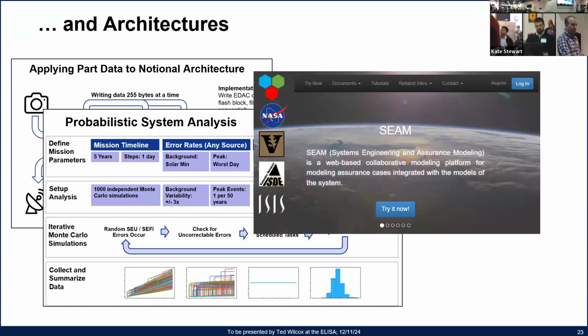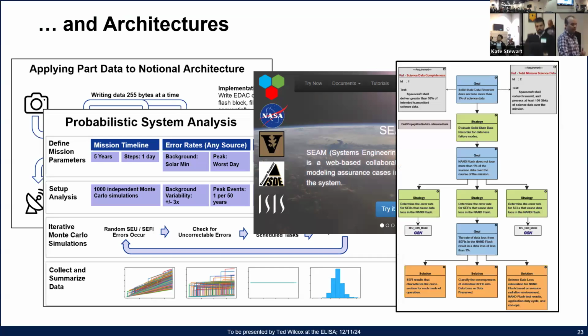There's a lot of tools out there to help you with that process. SEAM is something that Goddard and Vanderbilt have been working on recently. This is model-based systems engineering software. And on the right here is just showing you goal structured notation of taking that low-level device requirement and flowing it all the way up to a resilient system.